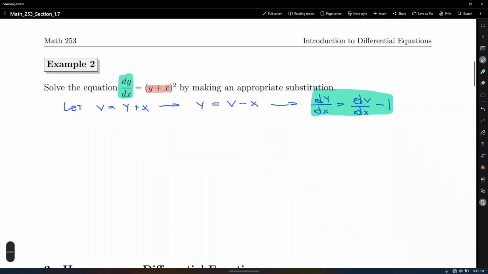Let's go. So dy dx, which is dv dx minus 1, okay? And that equals this quantity, which we said was v, quantity squared. All right? Let's see. What can we do about this equation? Any ideas how to solve this differential equation?